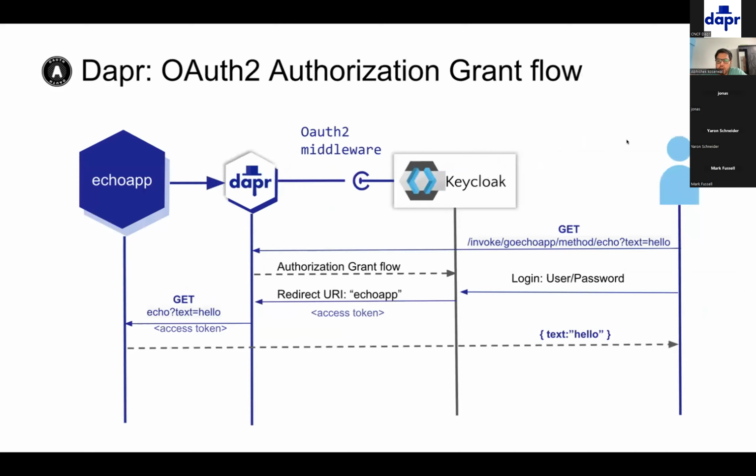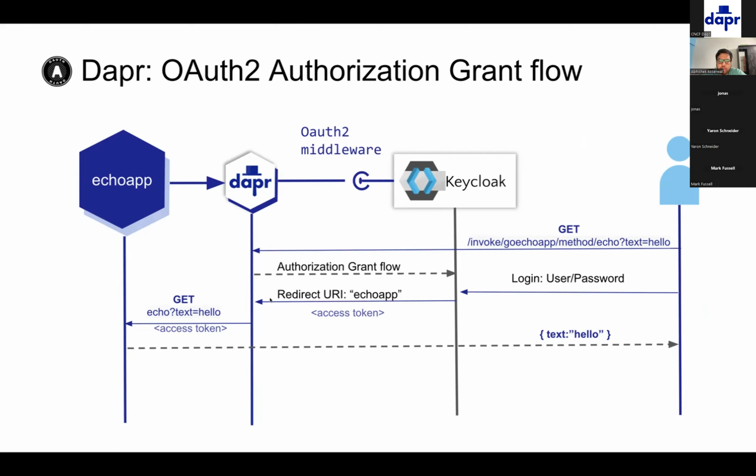So we will try to understand how the OAuth authorization grant flow works. Basically, the user here will send the same invoke method in Dapr to invoke the Echo application. This call is intercepted by the Dapr sidecar, and it will do a redirection flow to Keycloak, where you will see on your browser that the Keycloak login page appears. Once you enter your username and password, there will be a parameter in the request, the redirect URI, whichever you configure, and it will redirect back.